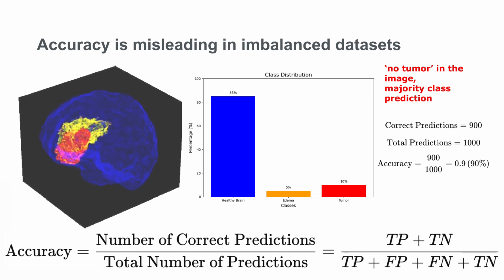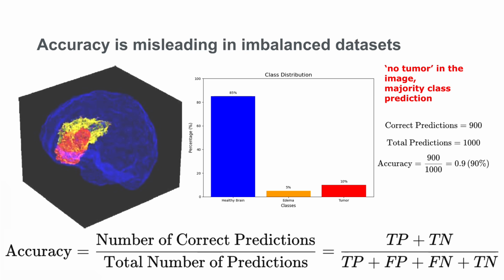So if we were to create a classifier for tumors, we could say that if we just predict the majority class, if we say that there is no tumor in this particular image, that there is only healthy brain, we'll be creating a classifier that has very high accuracy. And this would actually seem pretty good, but it's actually awful. It's not solving the problem that we are trying to solve.